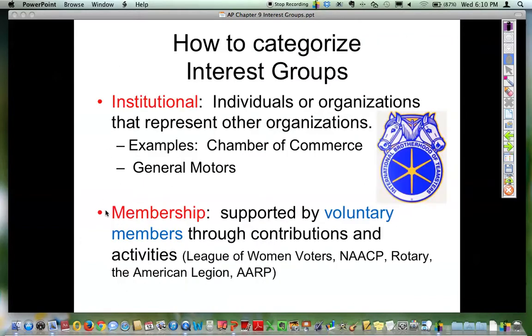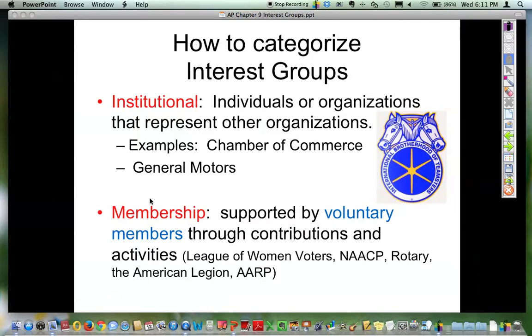I want to give you just a couple historical examples of interest groups. And this is how you can look at how they're categorized. Institutional, right here, is where the institution itself has an interest group. So this says individuals or organizations that represent other organizations, such as the Chamber of Commerce. They represent many businesses within a community. So you join the Chamber of Commerce, then the Chamber of Commerce lobbies for St. Joseph businesses as a whole, rather than McDonald's lobbying for that, and etc. So sometimes your cities will band together and do businesses within a community. General Motors advocating for car safety and things like that. Those are institutional.